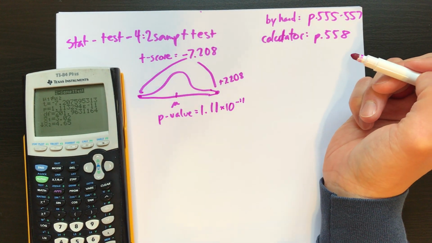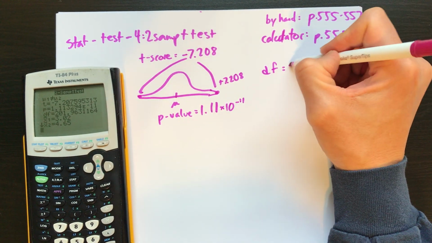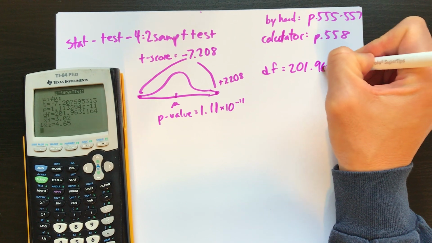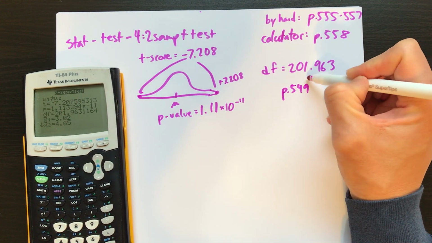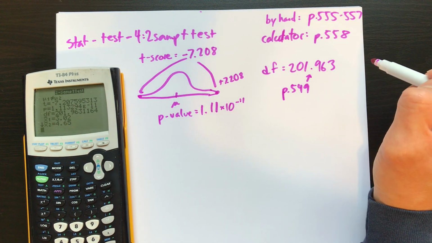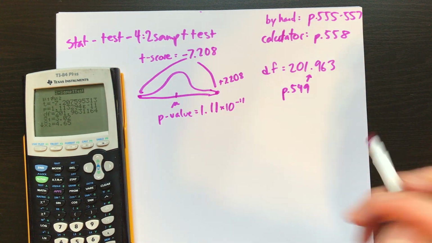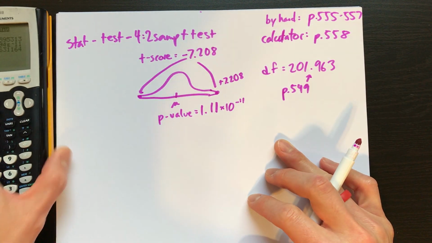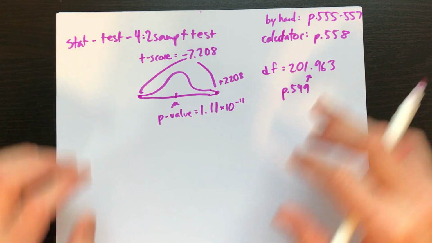That's tiny, okay? Now let's also note our degrees of freedom here. They calculate it for you, 201.963. On page 549 is the calculation of how to do this. You don't have to know how to do it, okay? Just use your calculator. All right. So with that now, you can also scroll down and see a little bit more in your calculator.